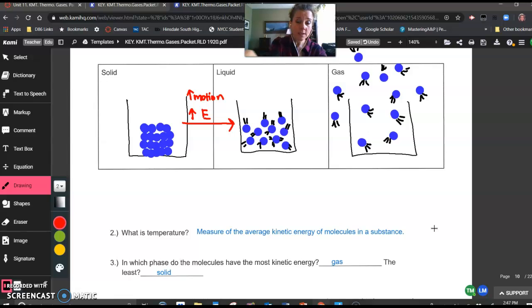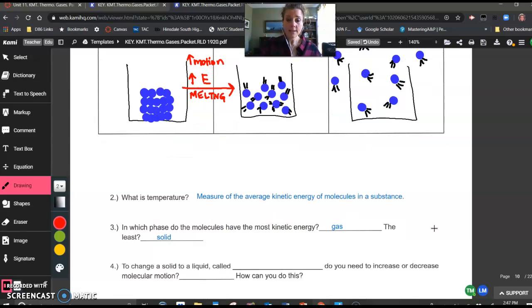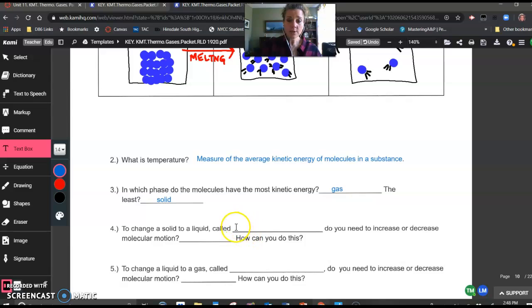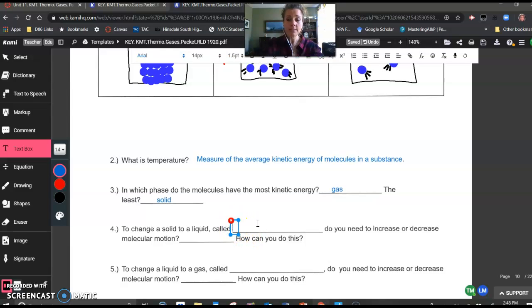So I'm increasing motion. To move from a solid to a liquid means that I'm melting it. So this is called melting. There we go. And so let's answer our questions back down here. So to change a solid to a liquid, which is called melting, the fancy term for this actually is called the heat of fusion.